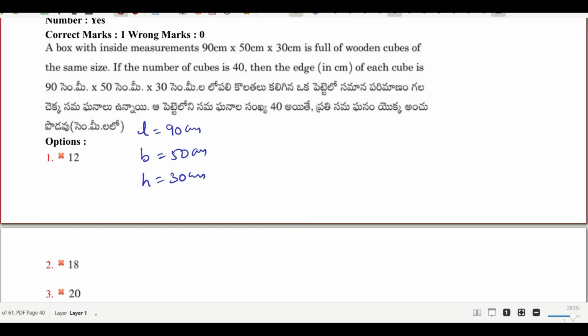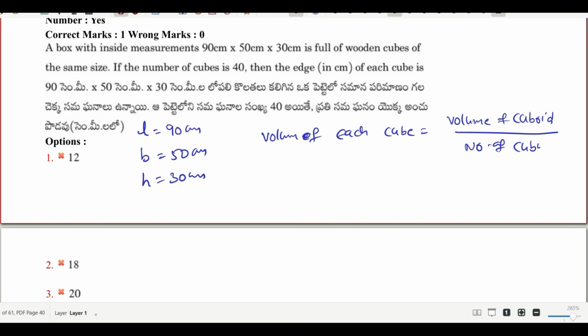Now what are we asked to find out? We are asked to find out each edge of that cube. So to find out each edge of the cube, firstly we need to find the volume of each cube. How are we going to get the volume of each cube? The volume of the cuboid should be divided by the number of cubes, so that we will get the volume of the cube.